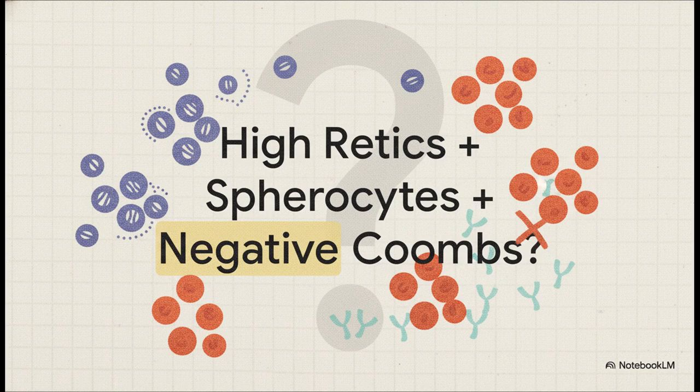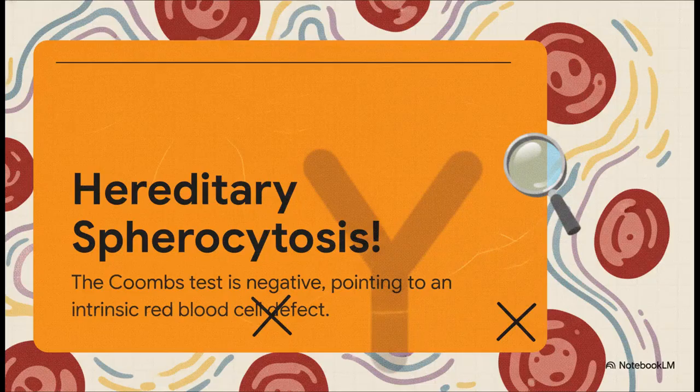But what if you have the exact same picture? High reticulocytes, spherocytes, but this time the Coombs test comes back negative. That one negative result changes the entire diagnosis. Now, it's hereditary spherocytosis. It's an intrinsic problem with the cell's own structure, not an immune attack from the outside.